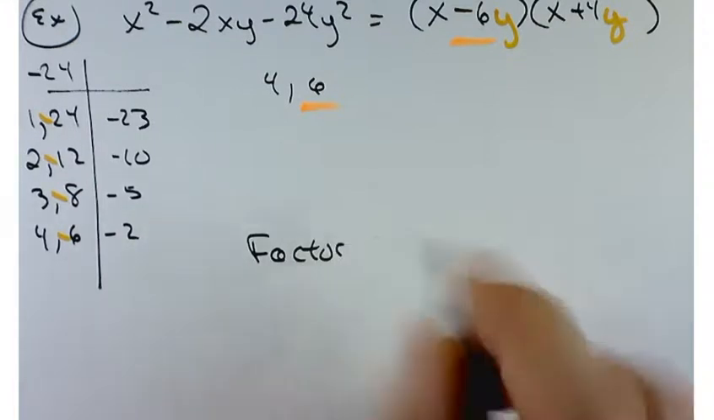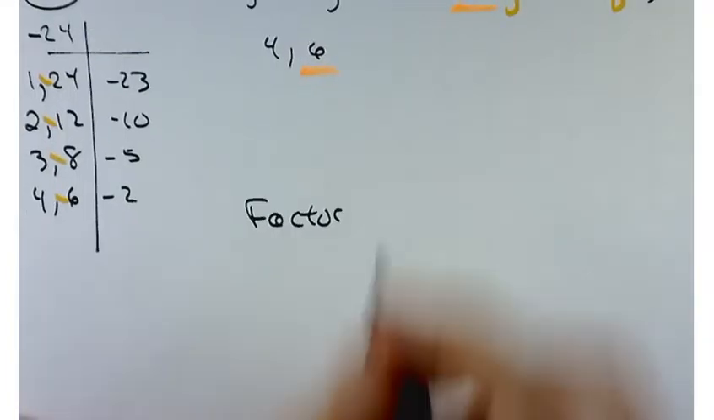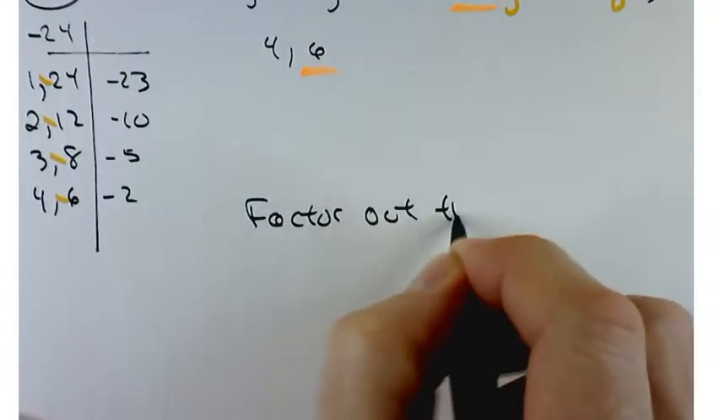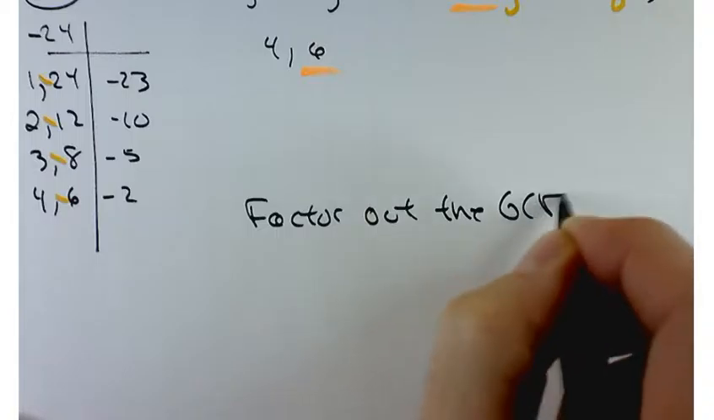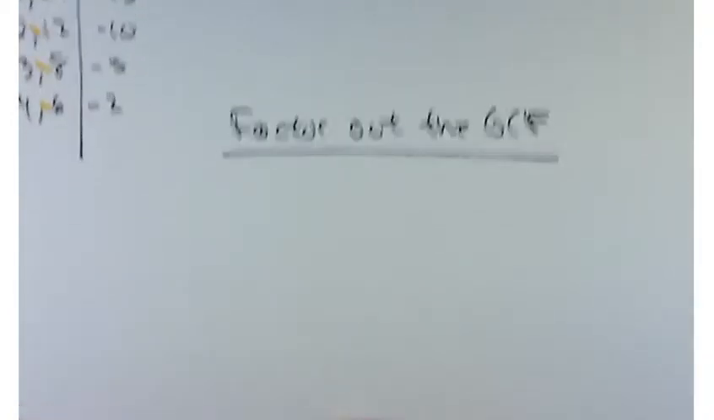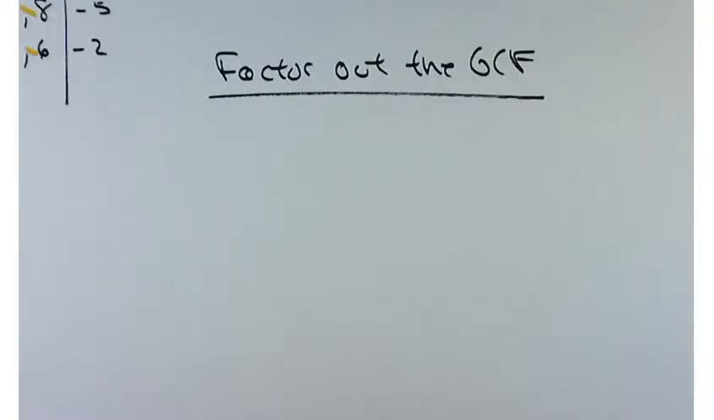From time to time, I'll write things in your notes like this. Factor out the GCF. In my mind, this is a signal to you that says, expect one like this. Be ready for this. This is important enough that you want to make sure you keep track of it.